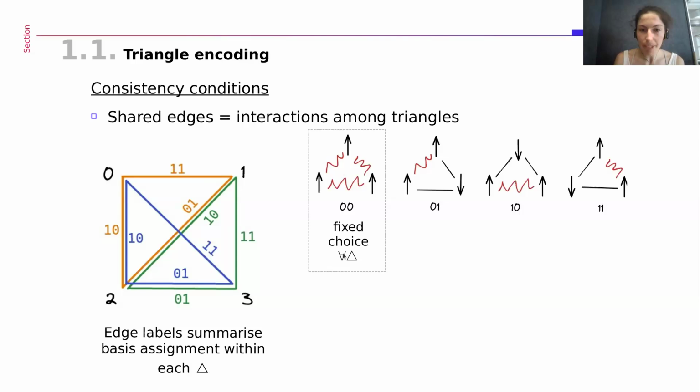We're going to take the fixed choice of the all parallel configuration within each triangle to be the 0,0 configuration for the qubits that describe that particular triangle. And as you can see in this plot here to the left, with the binary numbers on each edge, is just a summary of which.